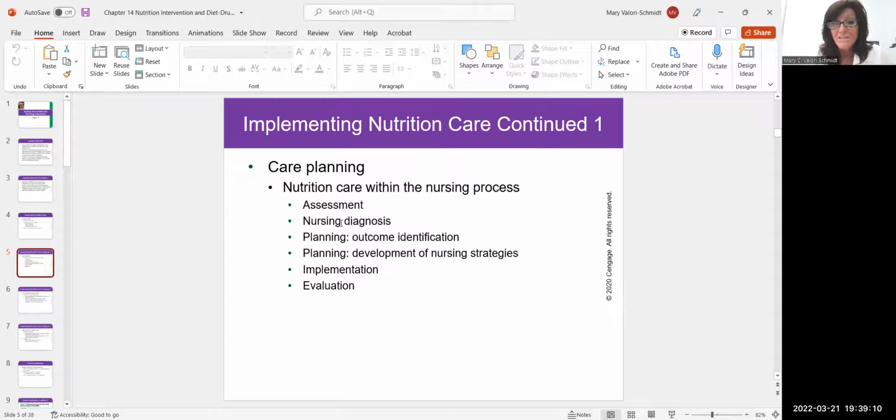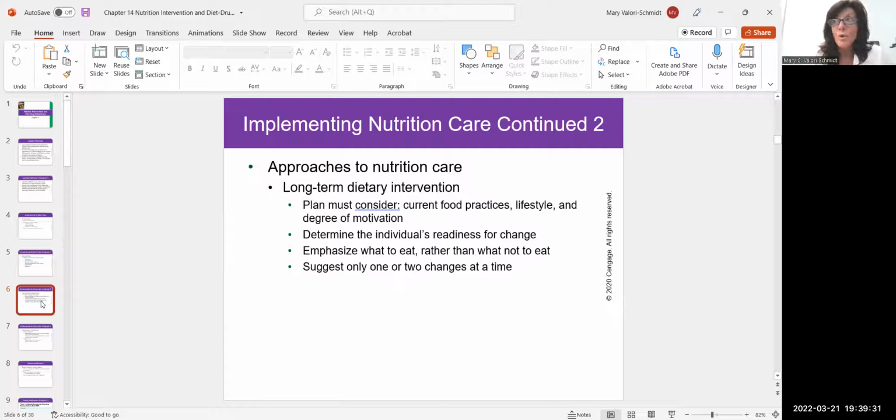The nursing process is called ADPIE: assessment, diagnosis, planning, intervention, and evaluation. And what we do is we figure out what's wrong, what could go wrong, what can we do? Let's do it. And then let's evaluate it. Did it work? Yay. If it did, okay. If it didn't, then we modify and start all over again.